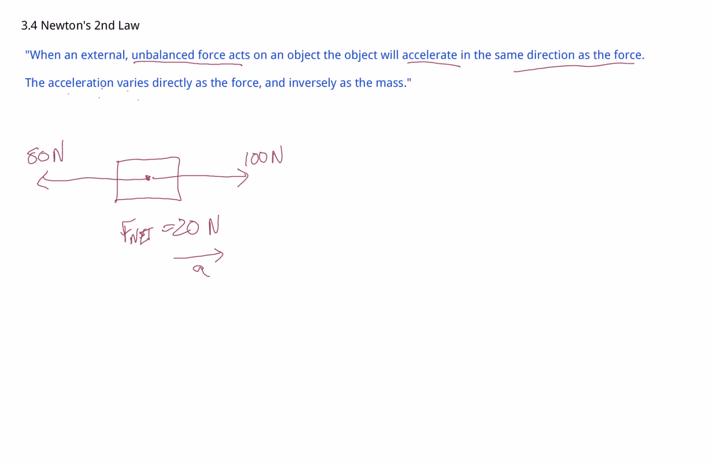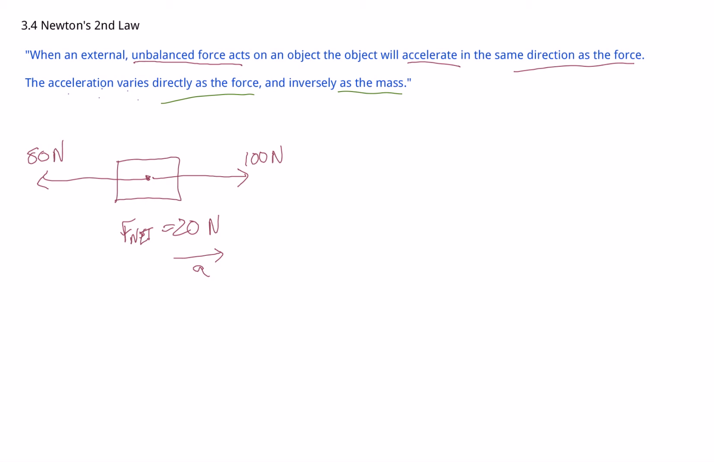And then the second part that Newton came up with, which is probably the key to Newton's second law, is that the acceleration is going to vary directly as the force. That means the larger the force, the larger the acceleration, which makes sense, right? If you push harder on something, it's going to accelerate more. And the second part says inversely as the mass. As your mass gets bigger and bigger, the acceleration is going to get smaller and smaller, which also makes sense, because if you have something really heavy, it's going to be hard to move.